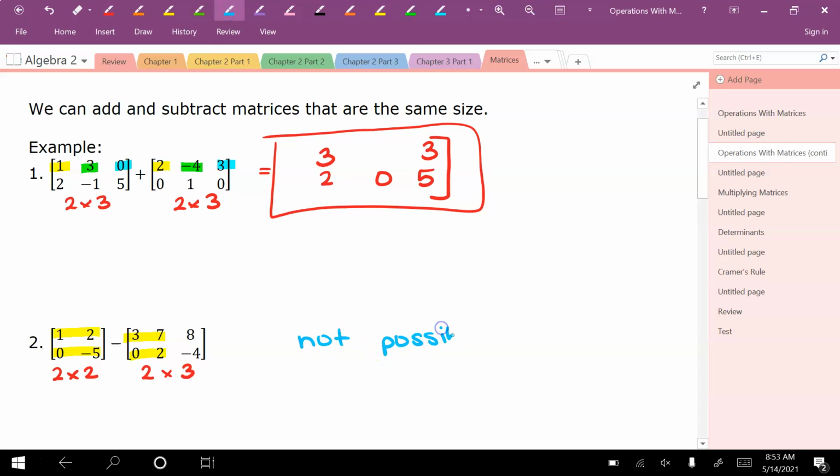So if you're not able to do it, you just need to say not possible. Okay, or another way to say that would be like it's undefined. It's not able to be found.